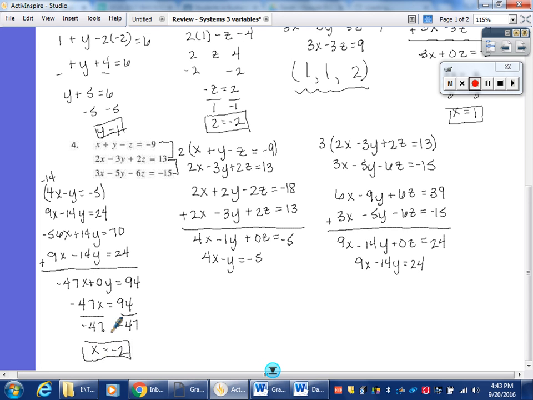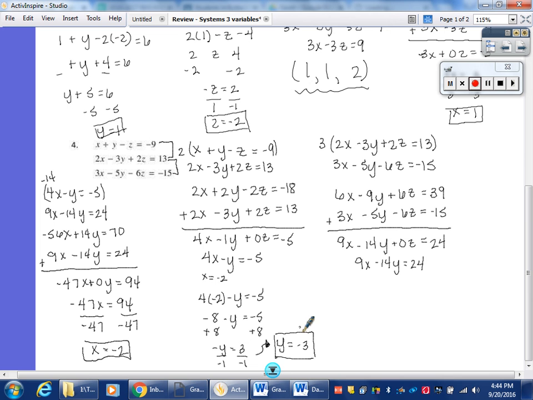So it's one of my three solutions. I need to find the other solutions. I'm going to bring that x value to this equation right here and plug it in. So this is 4 times negative 2 minus y is equal to negative 5. So this is negative 8 minus y is equal to negative 5. Add the 8, and you get negative y is equal to 3. You have to divide by negative 1, and we get y is equal to negative 3. So that's my second solution to this system.